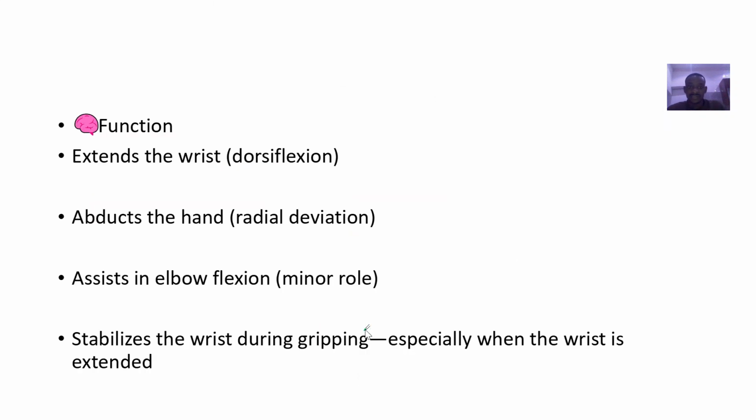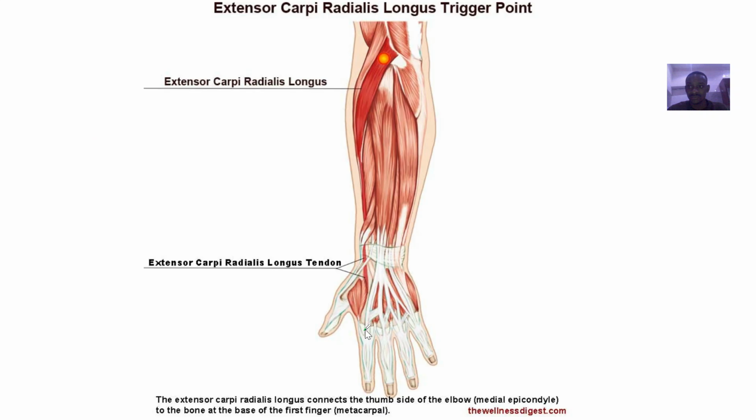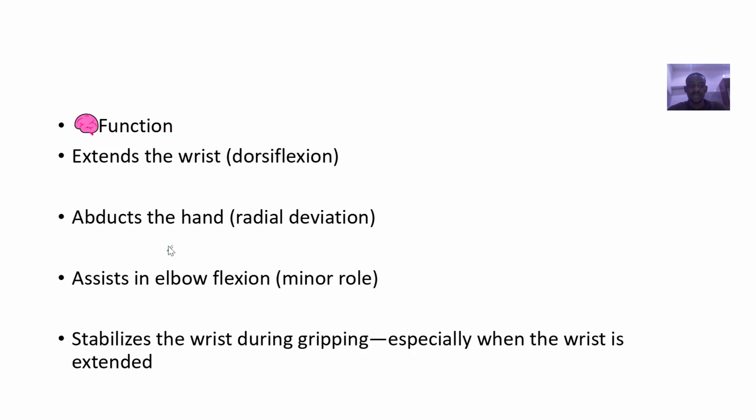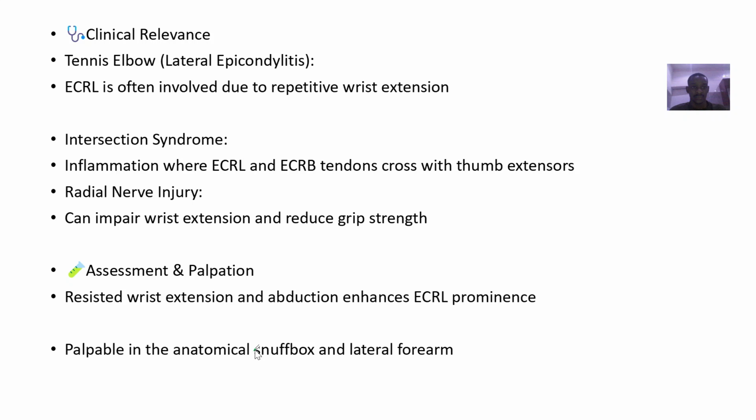So functions: extend the wrist, that's like dorsiflexion. Abduct the hand, that's radial deviation. Assist in elbow flexion, that one is a minor role. Also stabilizes the wrist when you're trying to grab things, especially when the wrist is extended.